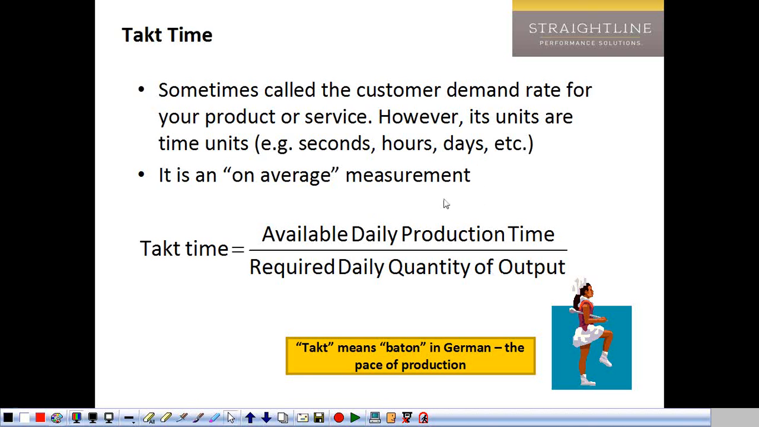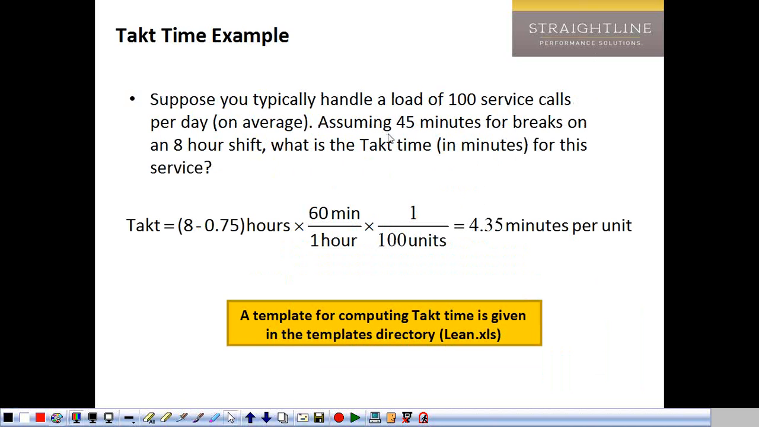Let's go over an example. Suppose you typically handle a load of 100 service calls per day on average. If you have 45 minutes for breaks on an 8-hour shift, what is the takt time in minutes for this service? In other words, we have to answer 100 service calls per day.